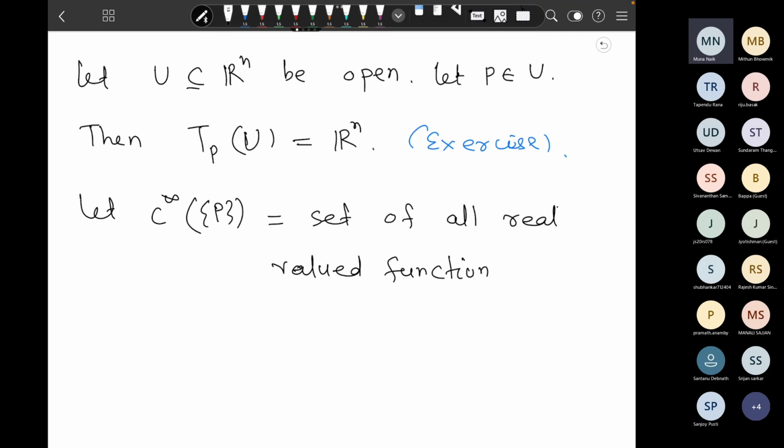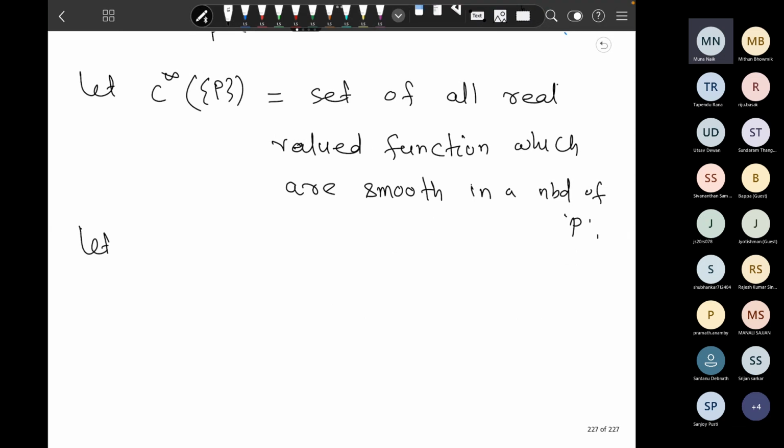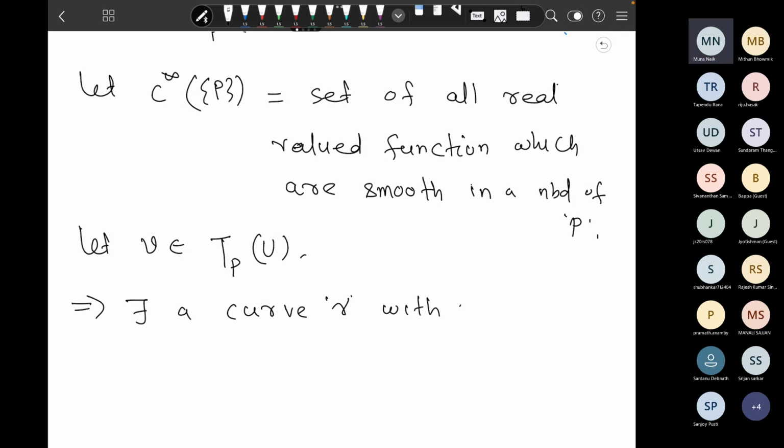Functions which are smooth in a neighborhood of P. This is my C infinity P. Now let v belong to T_pU. That means there exists a curve gamma with gamma(0) equal to p and gamma prime(0) equal to v.